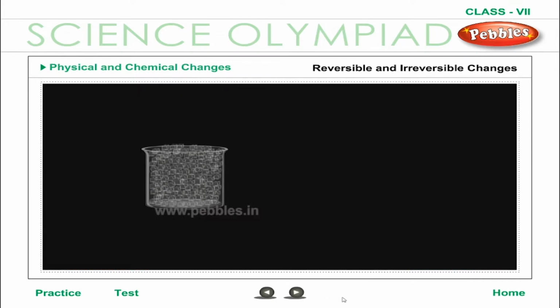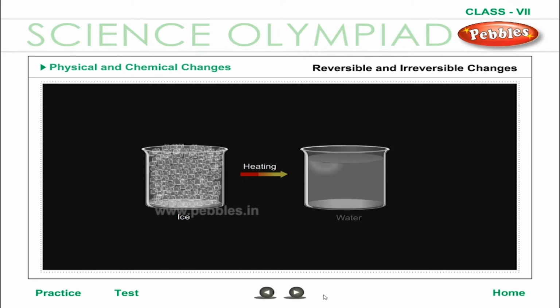Reversible and irreversible changes. If a change can be reversed, it is called a reversible change. Here, the products after change can be transformed to their original form. For example, ice changes into water on heating, whereas water changes into ice on cooling. Thus, this change is a reversible change.